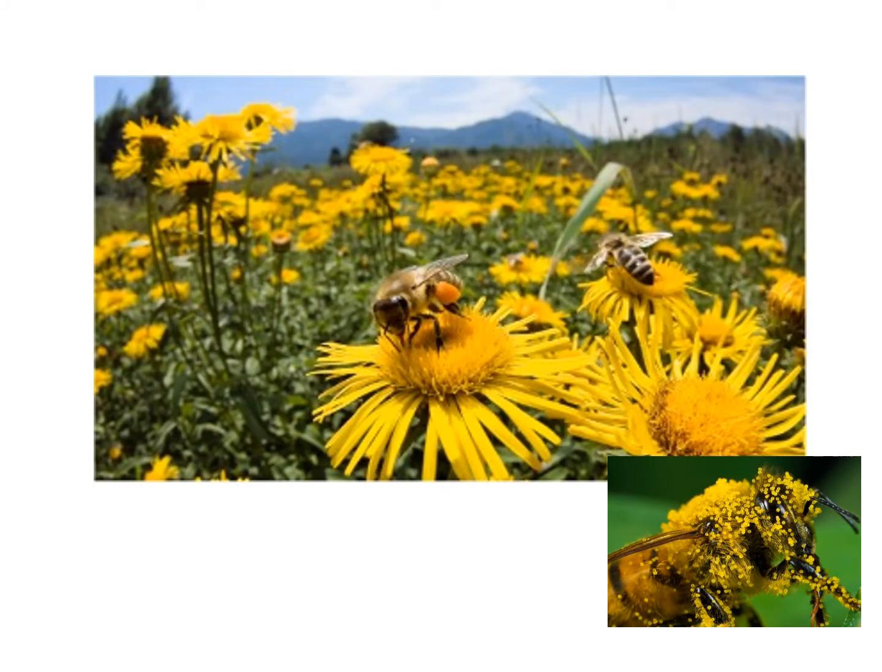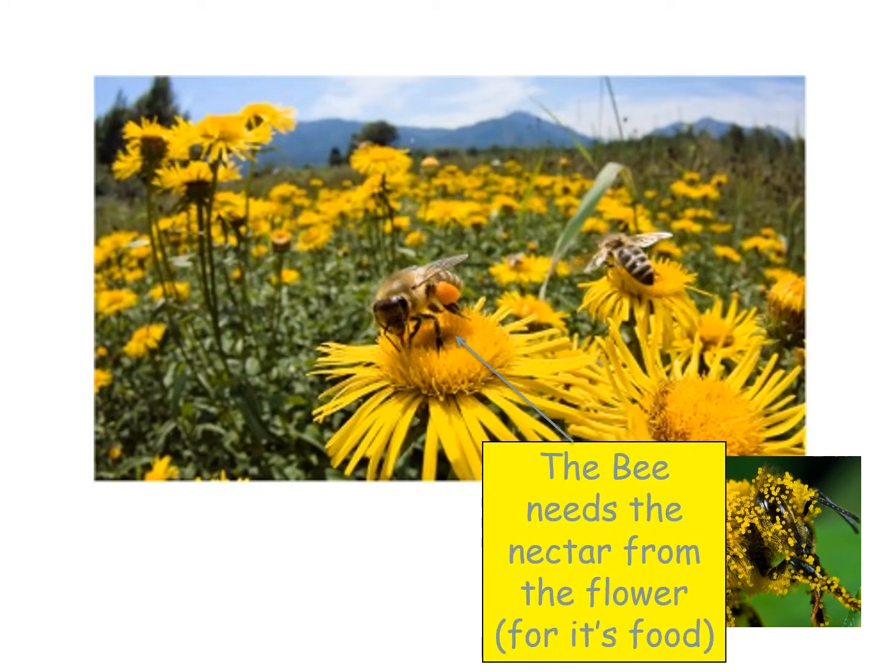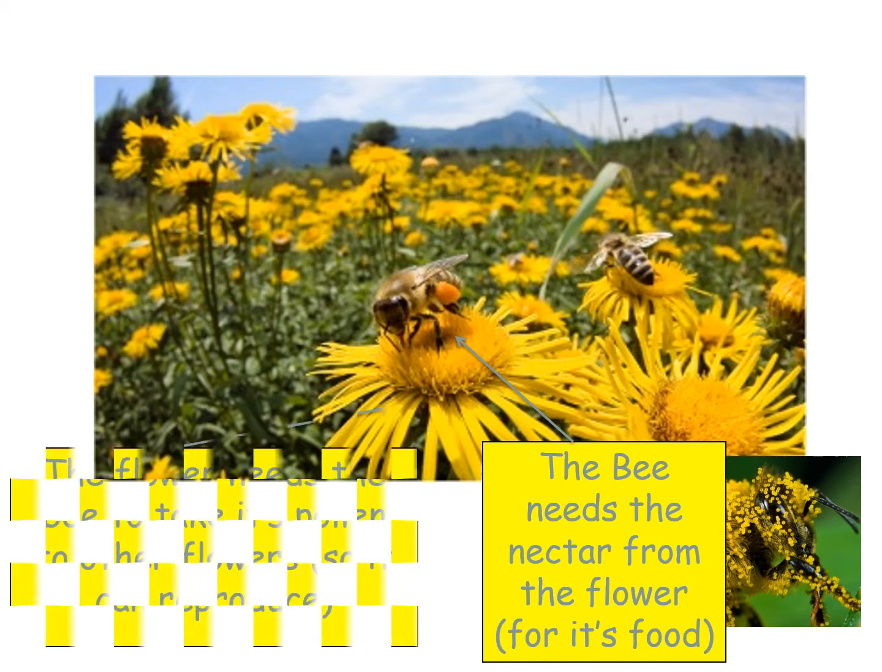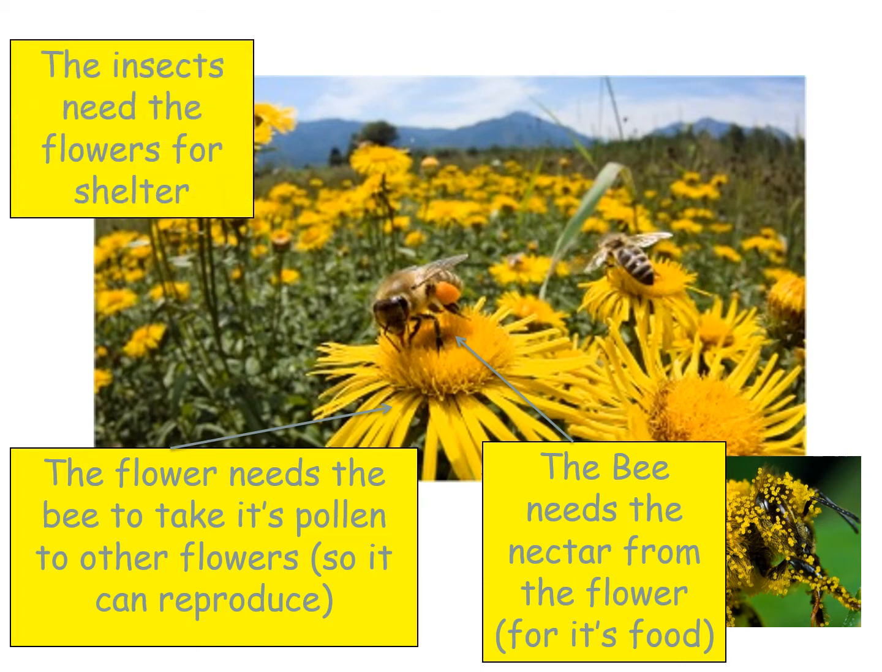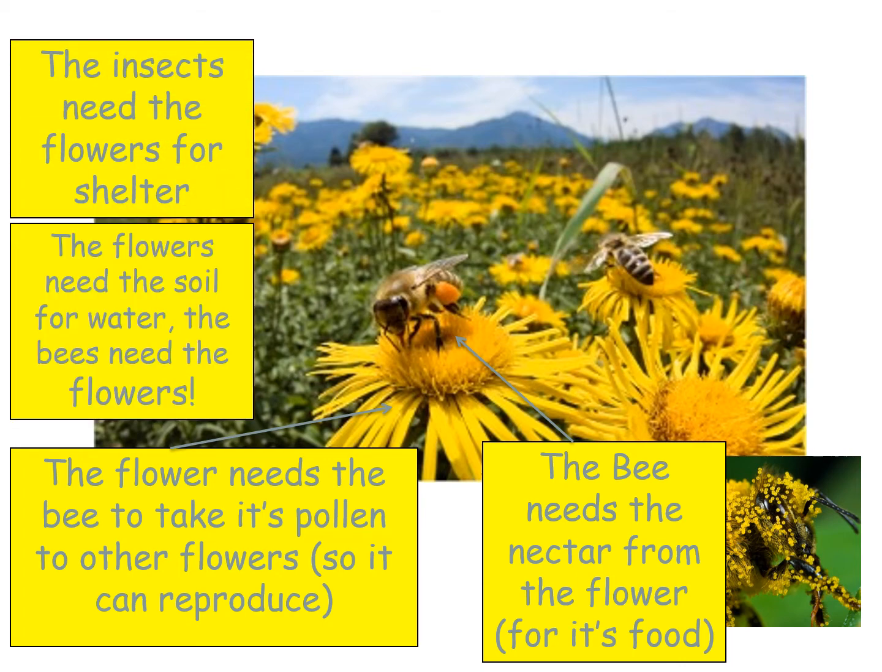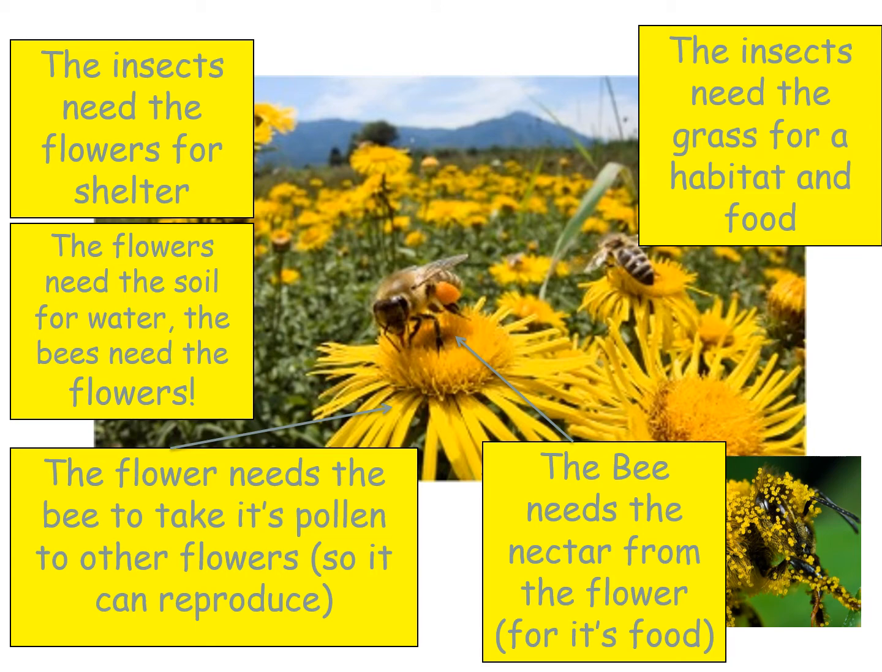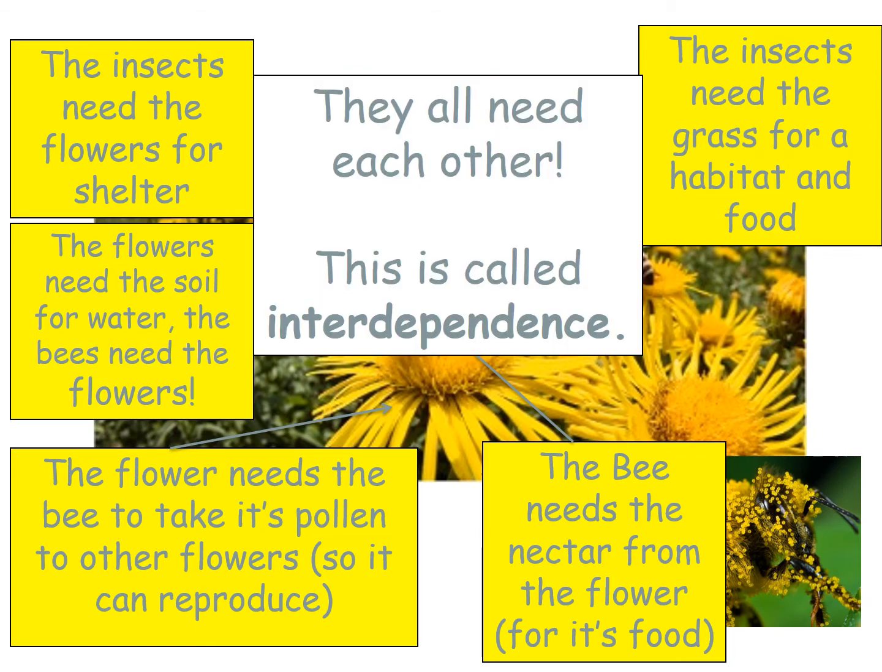The bee needs the nectar from the flower for its food. The flower needs the bee to take its pollen to other flowers so it can reproduce. The flowers need the soil for water. The bees need the flowers. The insects need the flowers for shelter. The insects need the grass for a habitat and food. They all need each other. This is called interdependence.